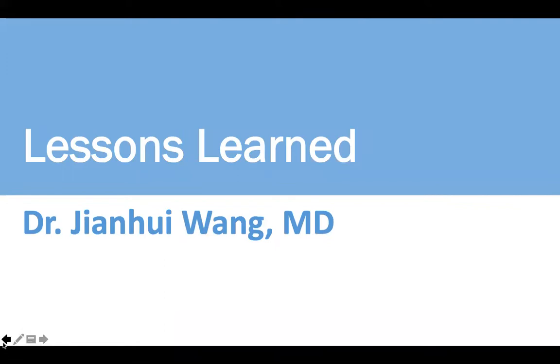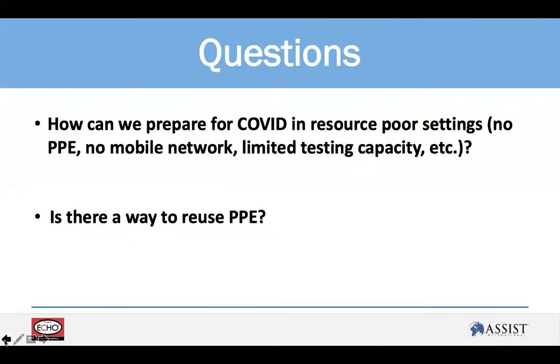For cohorted positive patients, we can use extended wear of up to 6 hours for gowns, masks, goggles, as well as respirators, but they should be replaced if soiled or damaged. We also have some early studies on the reprocessing of respirators, including the use of UV radiation, moist heat, and hydrogen peroxide vapor.